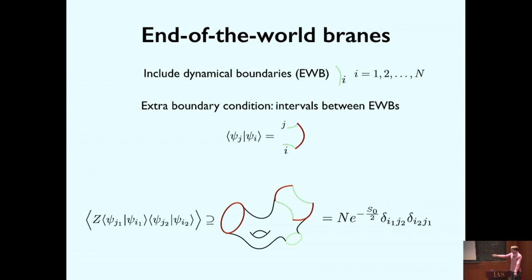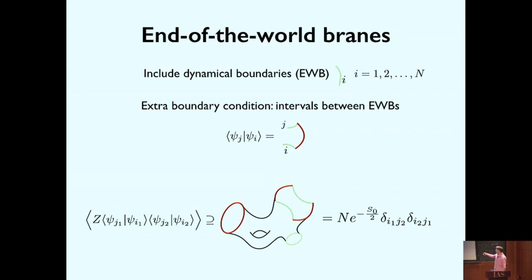So for example, this amplitude means I sum over all topologies that have one boundary, which is an interval with end of the world brane indices i1 and j1, another boundary, i2 and j2, and one circular boundary. So here's my circular boundary, here's one interval, here's another interval, and this will carry some index, this will carry some index. And I'm also going to allow for little loops. They don't do a lot, but I could have loops of closed universes. This is one contribution. And I get this amplitude.